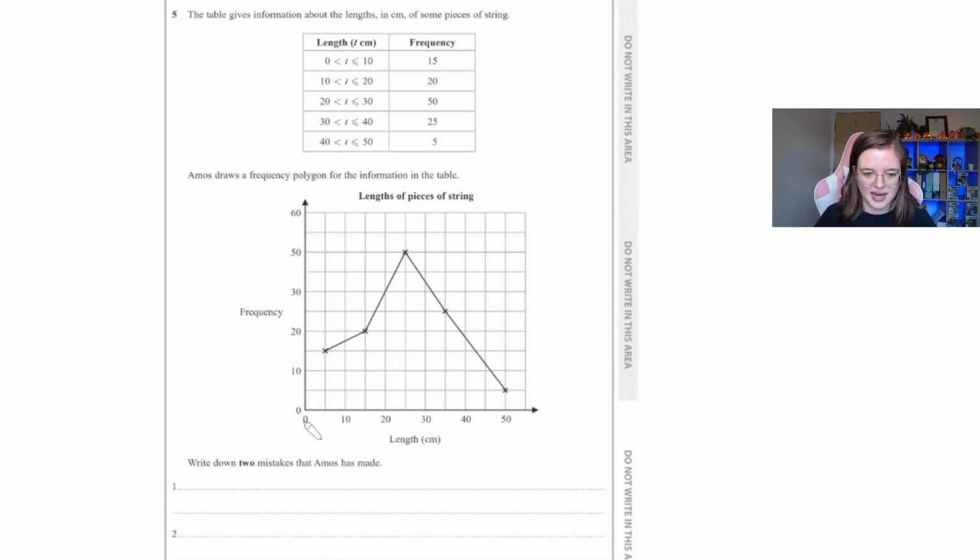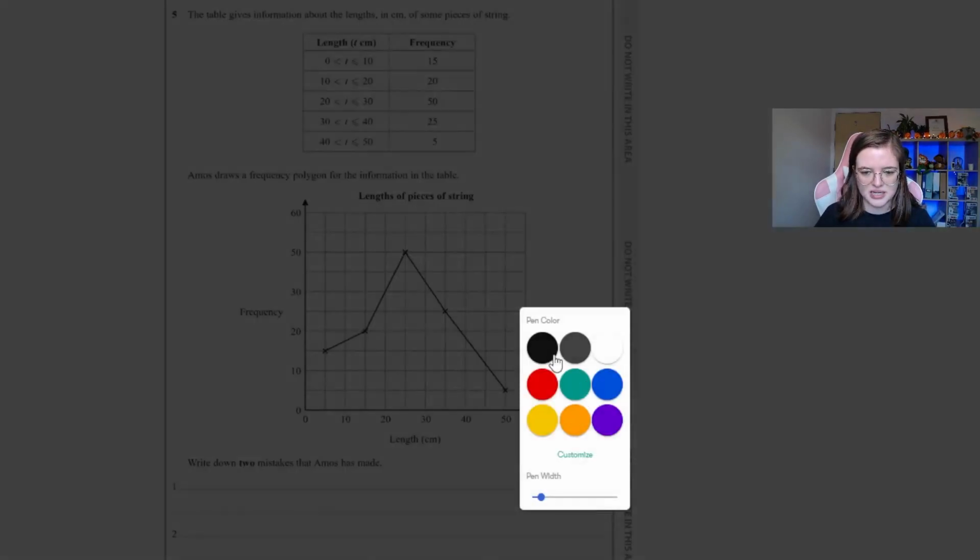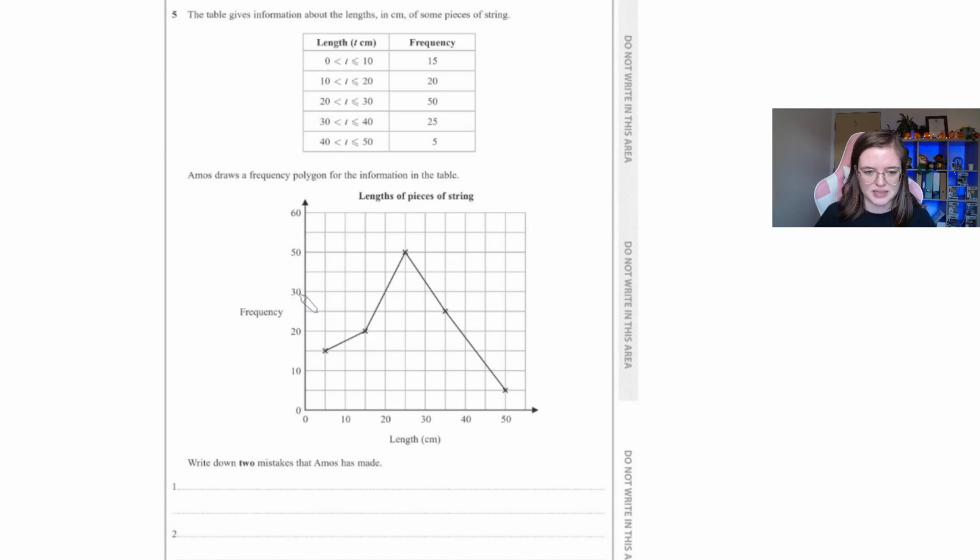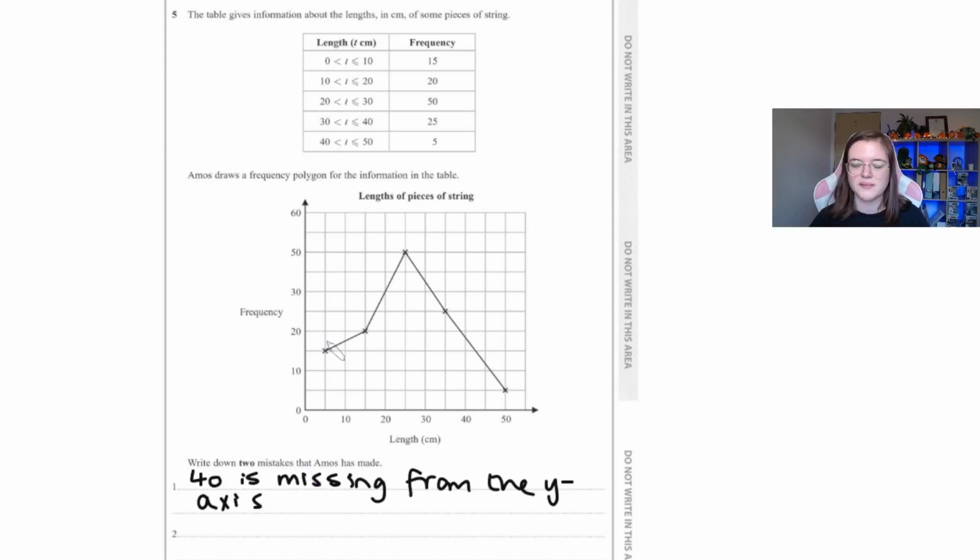So if we check the axes first, we've got 0, 10, 20, 30, 40, 50. That's fine. And then we've got 10, 20, 30, no 40, and then it goes on from there. So that's one of the points. So 40 is, oops, that's missing from the y-axis. Okay, that's 1 point. And then let's check if the points are plotted correctly. So it's a frequency polygon, which means that the middle of the interval is plotted. Edge if it's cumulative frequency, middle if it's frequency polygon.